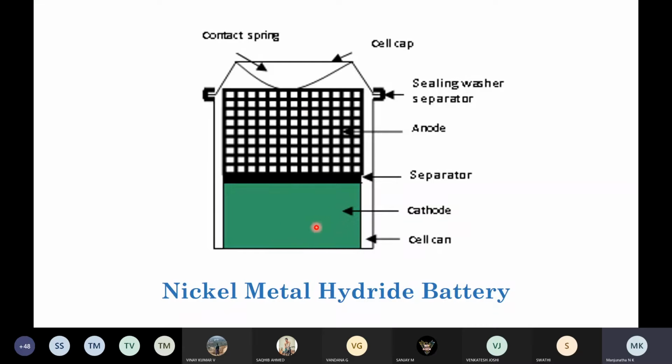The active material at the cathode is a mixture of nickel oxyhydroxide, and it consists of 30% potassium hydroxide as the electrolyte and a polypropylene membrane as the separator. In these batteries, both the electrolyte and the separator are impregnated with each other, meaning they are present together. And it consists of one cell cap. This cell cap gives an external electrical connection. This is the construction of the nickel metal hydride battery.